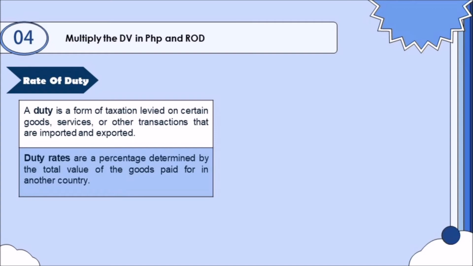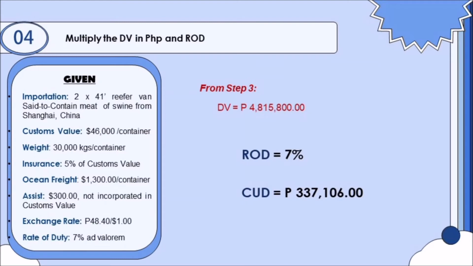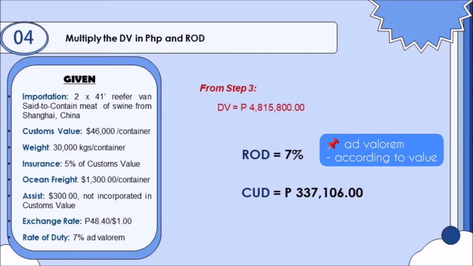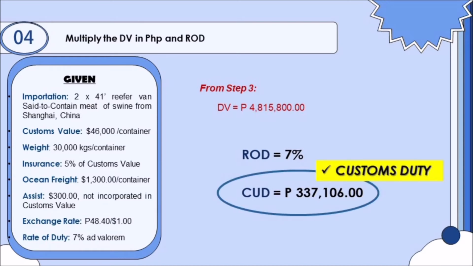And for the last step in getting the customs duty, we need to determine first the rate of duty, or ROD, as per classification of goods under AHTN, section 104 of TCCP. And from the given, the rate of duty is 7% ad valorem. And when we say ad valorem, it means according to value. If we multiply the dutiable value in peso and rate of duty of 7%, we get 337,106 pesos. And everyone, that is now our customs duty for that specific situation.